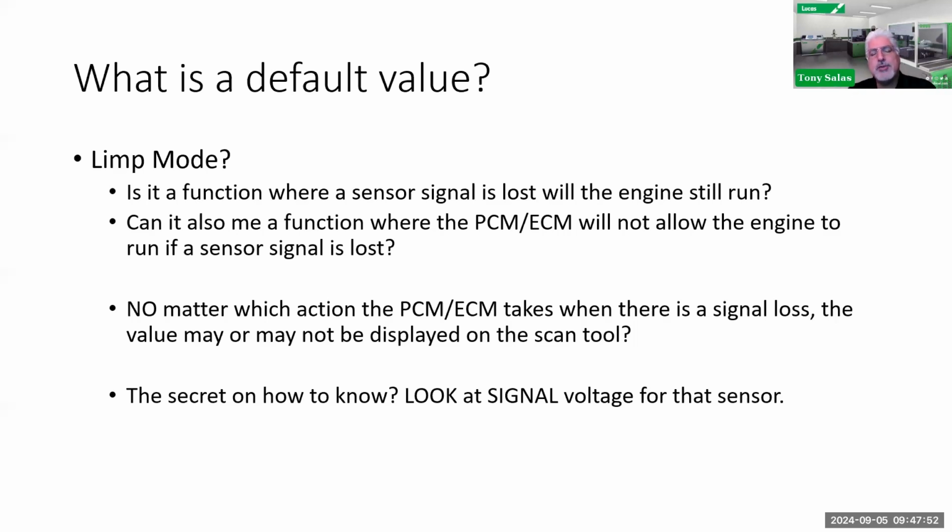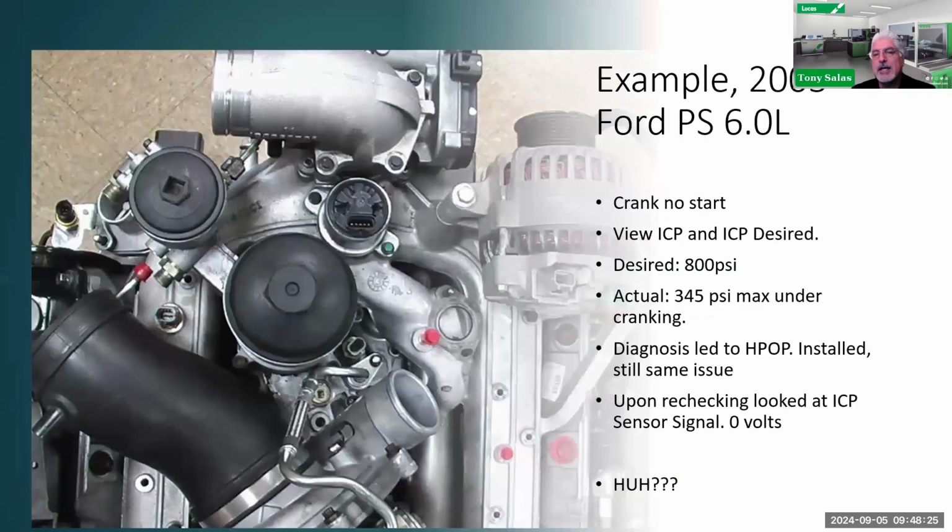You're like, well, why is the engine reading 180 degrees when I can see 0 volts on the signal reading for the ECT? Well, it's because it's popping up a default value. We often refer to default values as working with limp mode. But one big difference that you may not know is that when the vehicle's in limp mode, it could be in limp mode where it keeps the engine running, but it could also be causing the vehicle not to start. So again, the secret to know is look at the signal voltage.